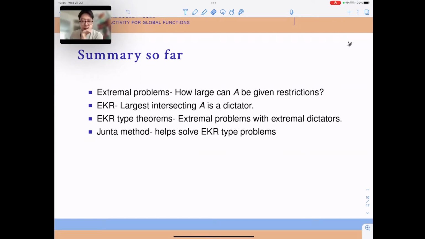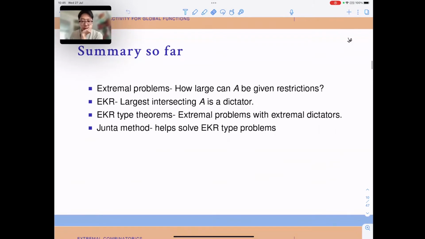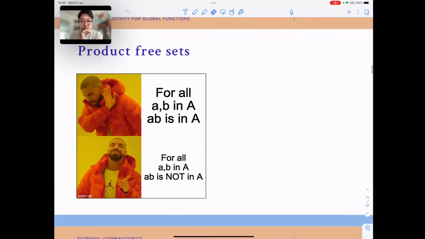Okay, and now we'll switch to a different topic, which looks unrelated. It looks like it comes from additive combinatorics or group theory even. And it turns out that it's actually an Erdős-Corrado type problem, and that's the problem of product-free sets. Okay, so what are product-free sets?